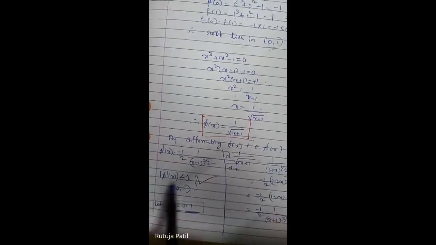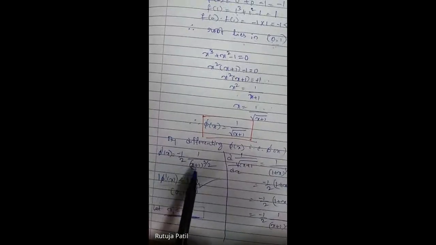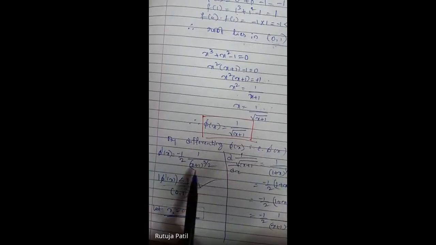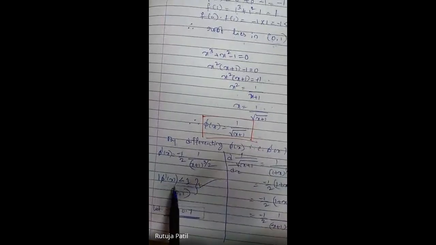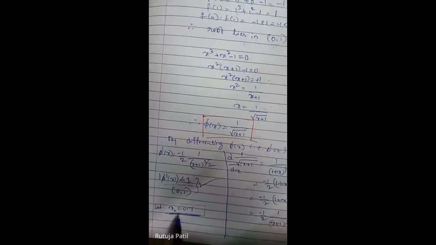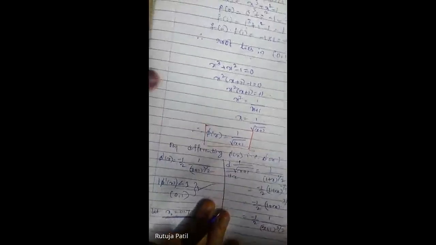So what is the condition to check whether the intervals are right or wrong? We need to take any value from that interval, any value you can take, and substitute in this psi dash of x. You should get a value which is less than 1. So now I tried for different values, and when I substituted, I got all the values less than 1. So I have chosen here x naught value as 0.7.